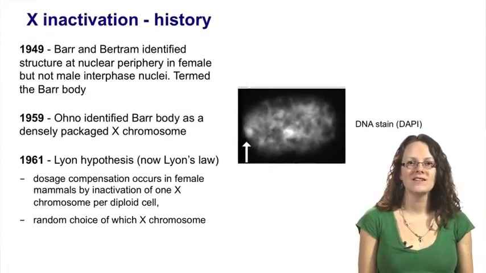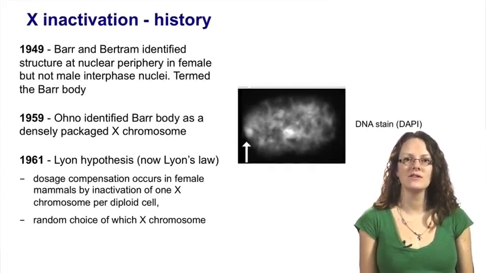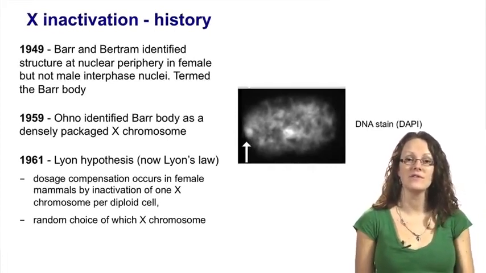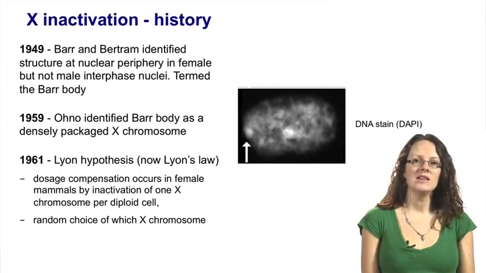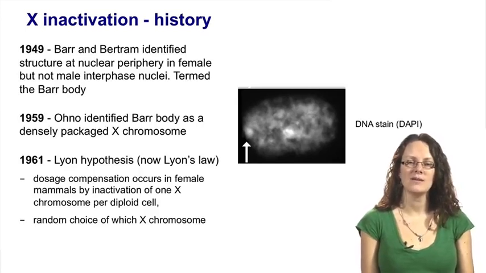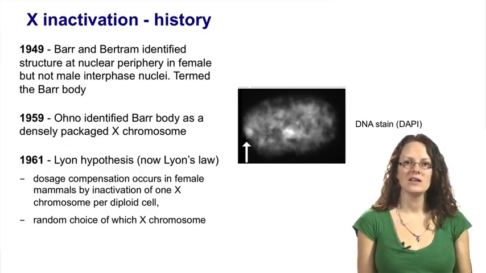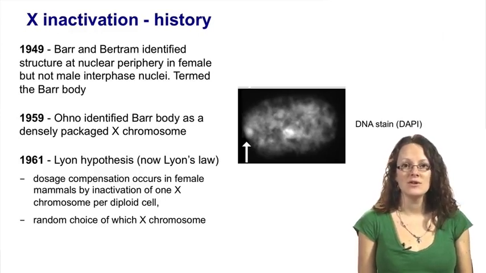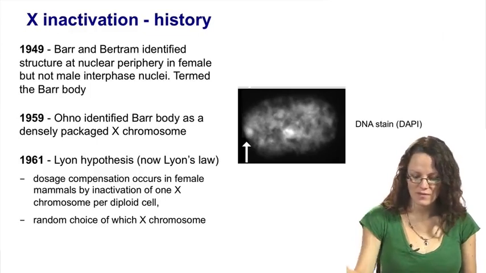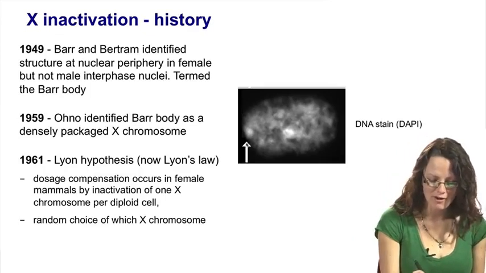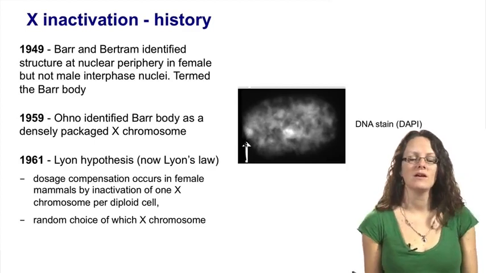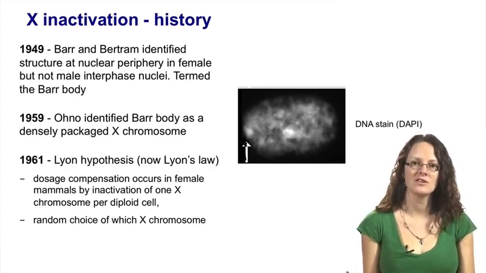Well, it was way back in 1949 when Barr and Bertram discovered, when they were looking at the nuclei of neurons from cats, that in the male nuclei compared with the female nuclei, they didn't observe this dense heterochromatic body. In the female nuclei, what they saw was a region of densely packed DNA, of heterochromatin, that was found at the nuclear periphery. And so you can see in the image shown here on the right of the slide, indicated by the arrow, that there is a region that is stained more densely, this heterochromatic region, and this is now known as the Barr body.